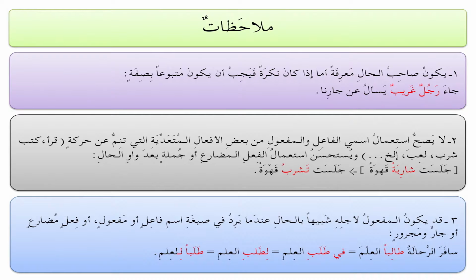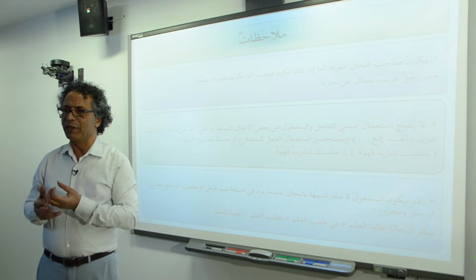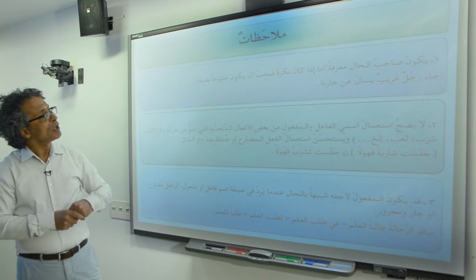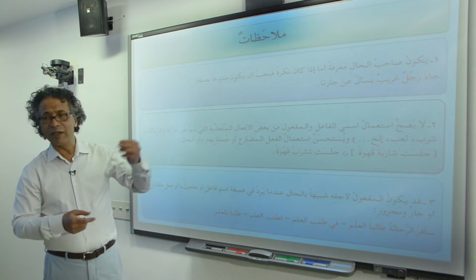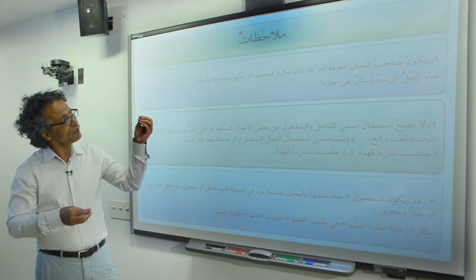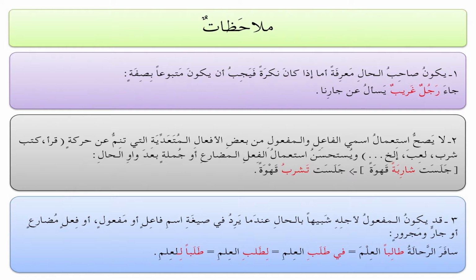ملاحظات: يكون صاحب الحال معرفة، أما إذا كان نكرة فيجب أن يكون متبوعا بصفة. What is صاحب الحال? صاحب الحال is whatever الحال is describing. So we said sometimes the subject, الفاعل, is described by الحال. So in that case الفاعل is called صاحب الحال. If it's المفعول به, مفعول به is صاحب الحال. So صاحب الحال is generally definite, but it can be indefinite if it is followed by a صفة, by an adjective.